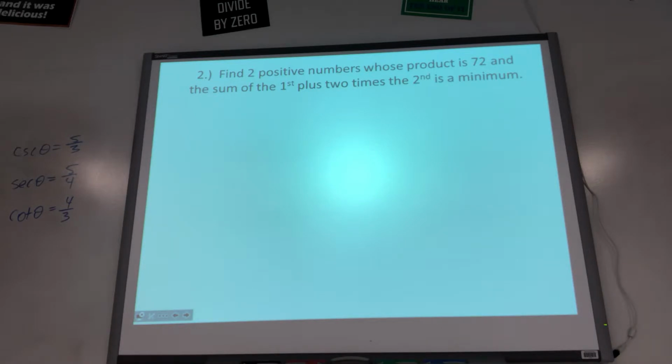Example 2. Now it says, find two positive numbers whose product is 72, and the sum of the first plus 2 times the second is a minimum.